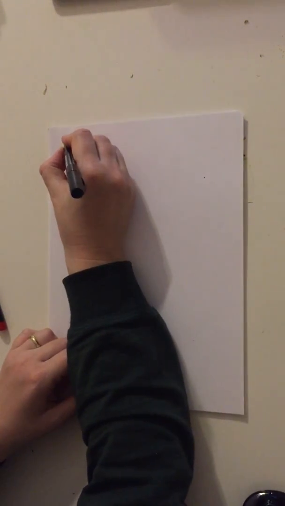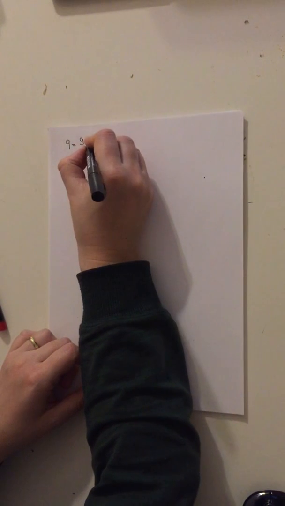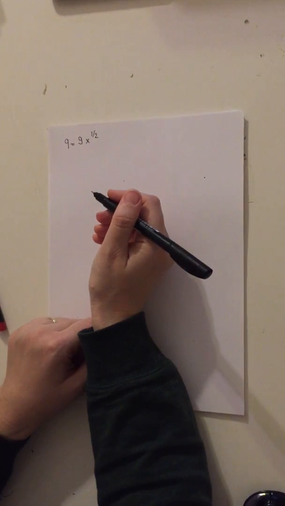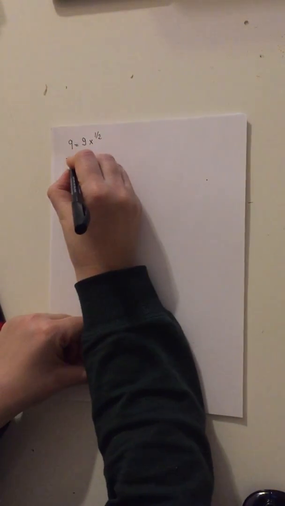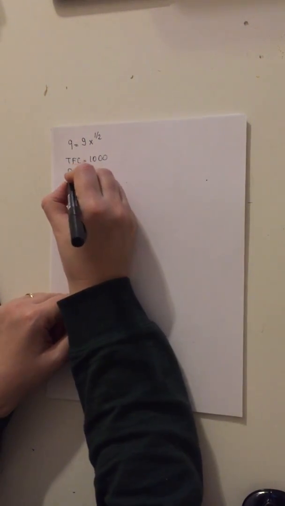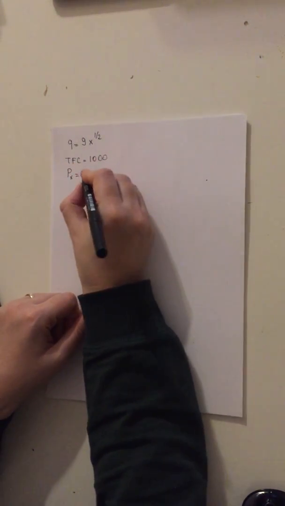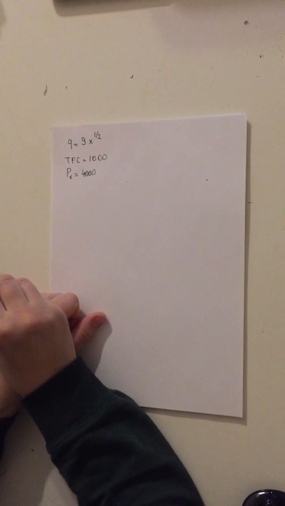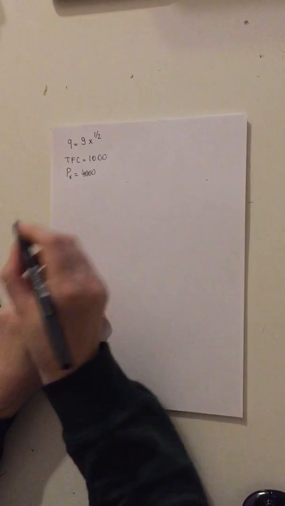Okay, now question 4. Suppose that a firm's production function is Q equal to 9x to the power 1 over 2 in the short run, where there are fixed costs of $1,000. Total fixed cost is $1,000, and x is the variable input whose price here is 4,000 per unit. What is the total cost of producing a level of output of Q? In other words, identify the total cost function.